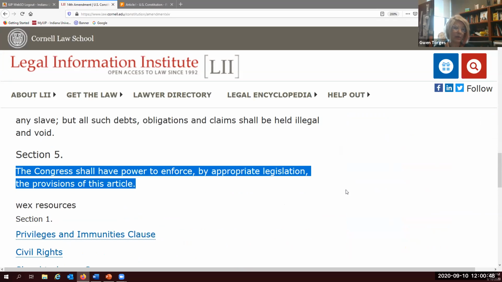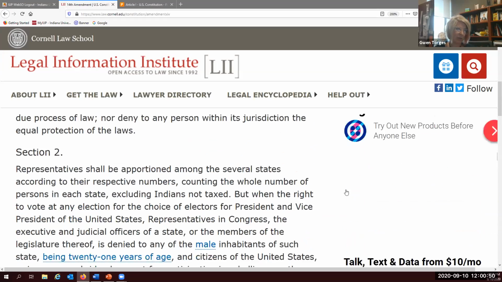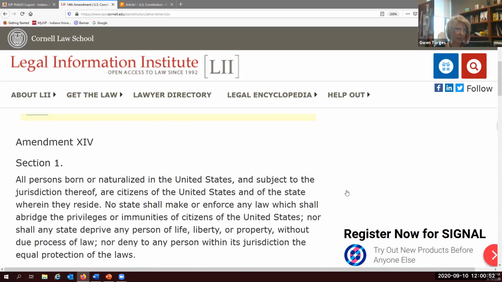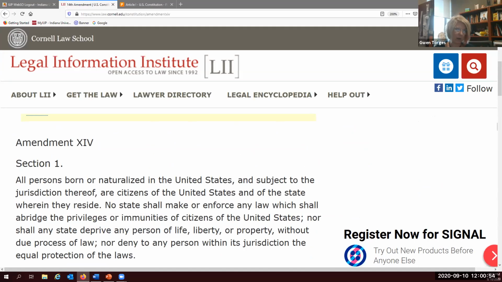So the part that we're going to spend the most time with is Section 1. It's got 4 parts for our purposes. It defines U.S. citizenship. It promises privileges and immunities to all U.S. citizens. And then it has a due process clause and an equal protection clause.